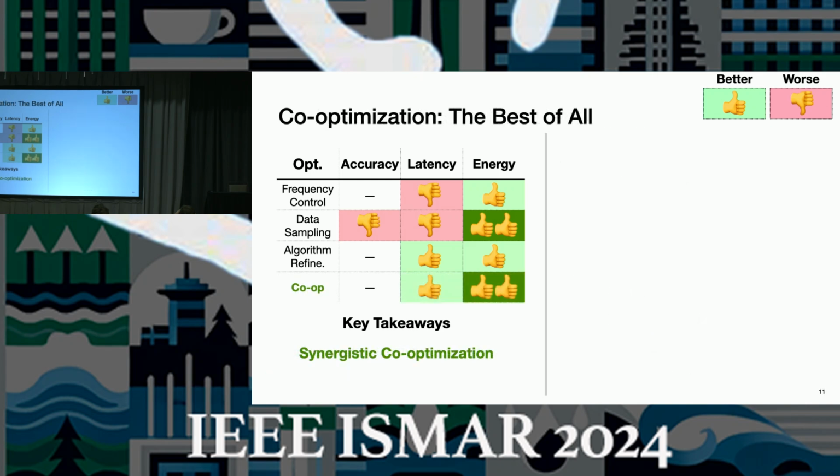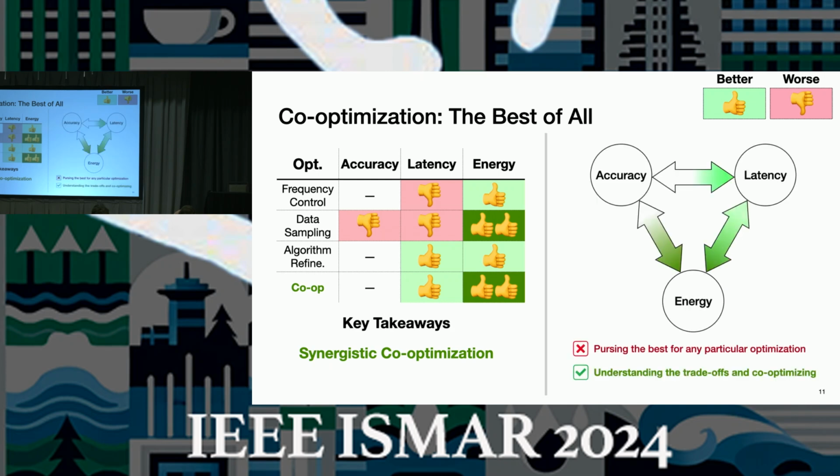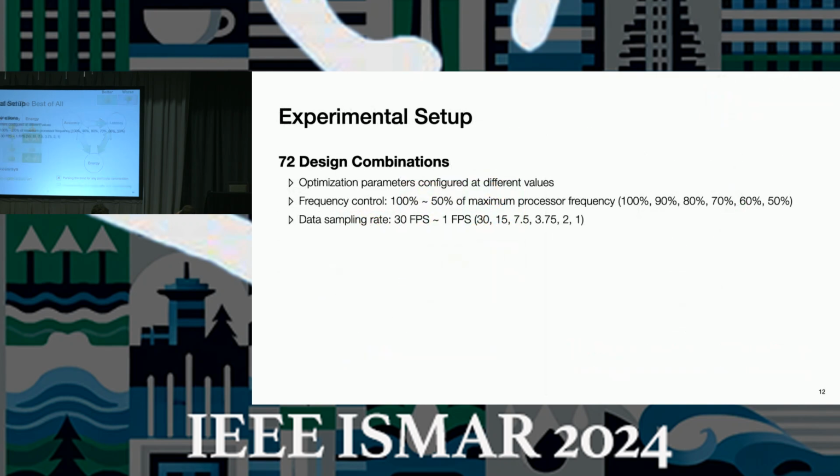While each of the 3 either brings limited benefits or compromises other metrics, we show that a synergistic co-optimization can harness the best of all 3. We want to emphasize that the key is not about pursuing the best for any particular optimization, but rather about understanding the trade-offs involved and leveraging co-optimizations effectively. A combination of optimizations and their tunable parameters leads to a design.